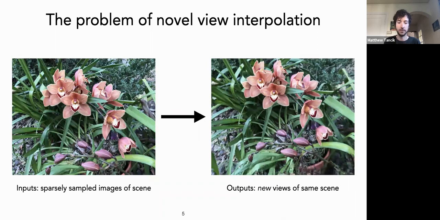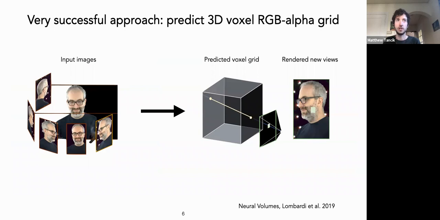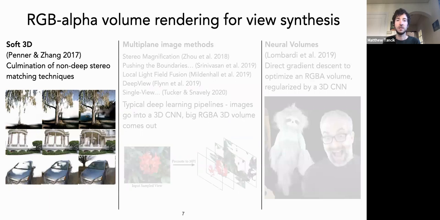So at a high level, an approach that has been very successful so far is to essentially take your set of images and then use them to predict a 3D discrete volume representation, such as a voxel grid. You can then render new views by compositing along the rays. A lot of the recent successful methods can be roughly described in this way. So this includes methods like Soft3D, which were state of the art prior to deep learning, and they use traditional stereo methods to estimate an RGB alpha volume.